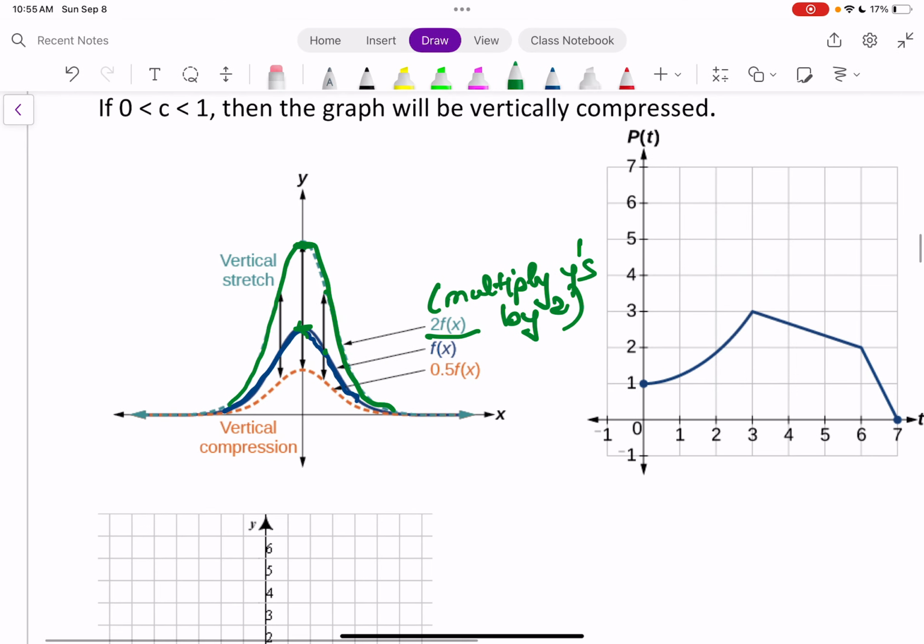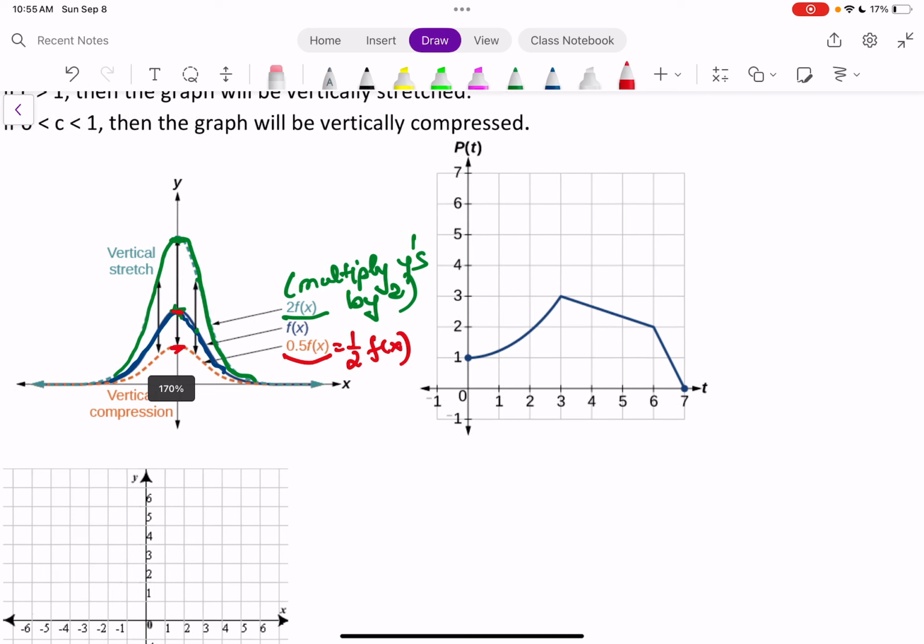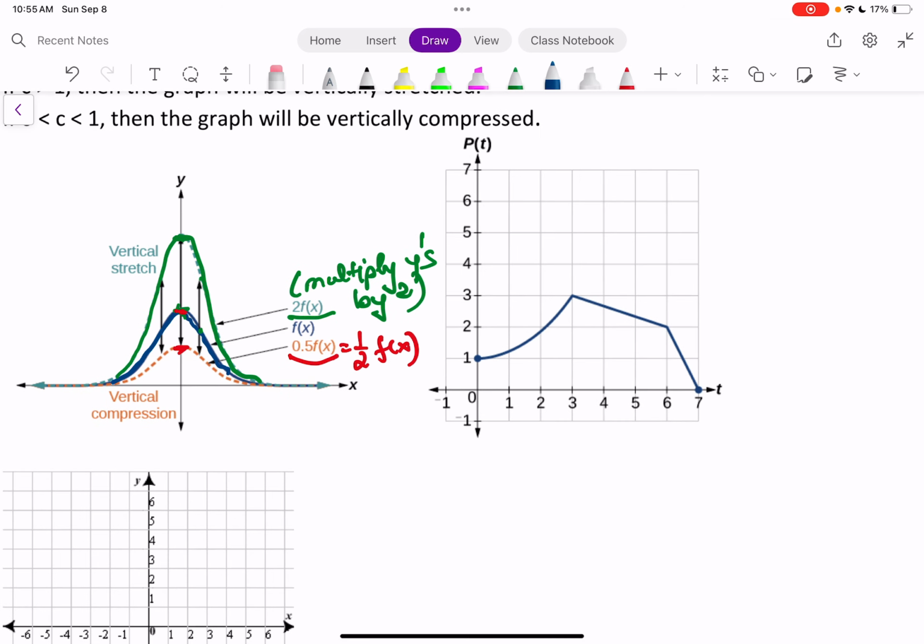And what is 0.5 times f of x? Well, that's the same thing as 1/2 times f of x, right? 0.5 is a half. So you just simply take half of all the y values you had. So whatever y value you had here, I'm just going to cut it in half. So therefore you have a vertical compression. The graph gets squished in vertically. And it's again vertically because it happens to the y values. Okay. So let's take this function f of x here.